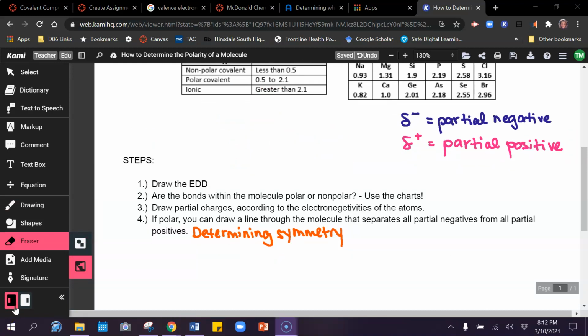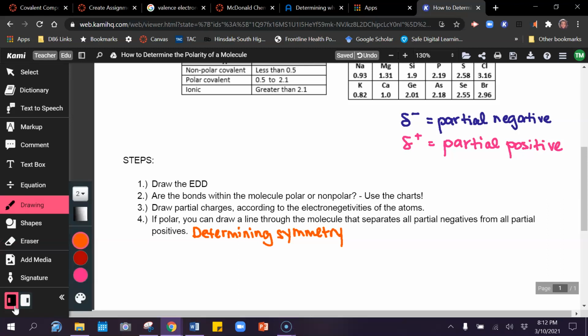Okay, so let's do another example. Let's do an example with water. So my formula for water is H2O, and as I draw out my electron dot diagram, like we did in class, remember your VSEPR theory, water has a bent shape. So my water molecule looks like this. So I've already done step 1, draw the electron dot diagram.